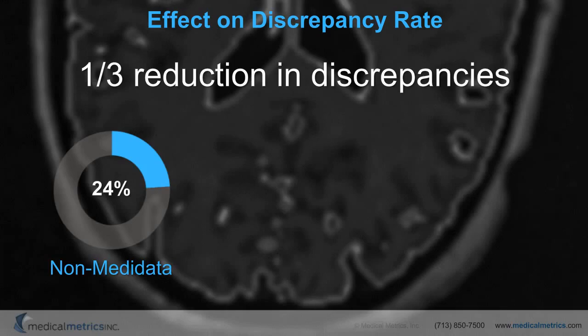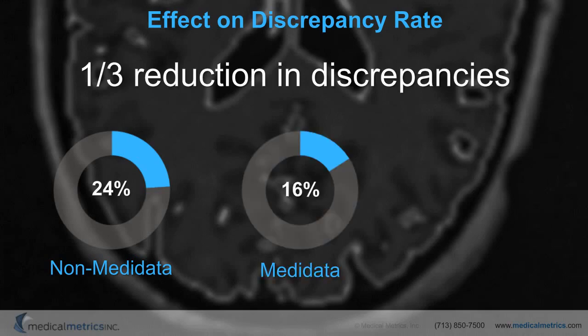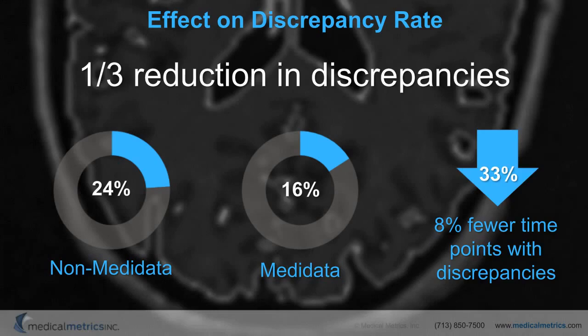For images received via Courier or FTP, nearly a quarter had at least one discrepancy related to labeling, missing images, or protocol compliance. We worked really hard to train the sites on the requirements for image transfer, but even in spite of solid training, there was still nearly a quarter of instances where there was a discrepancy in the image transfer. For images received via Medidata, only 16% had a discrepancy. This represents a 33% reduction in the number of visits with discrepancies comparing the two methods.